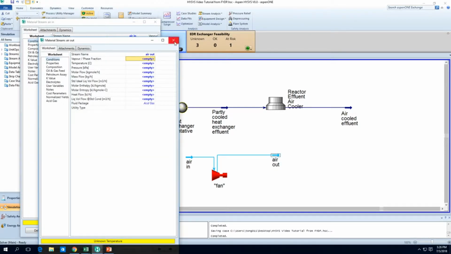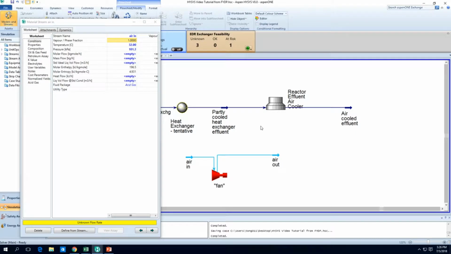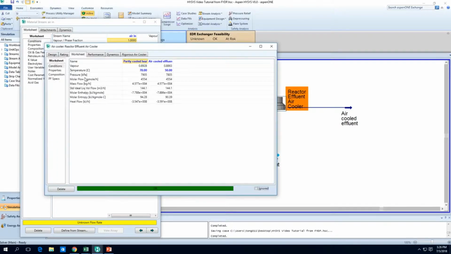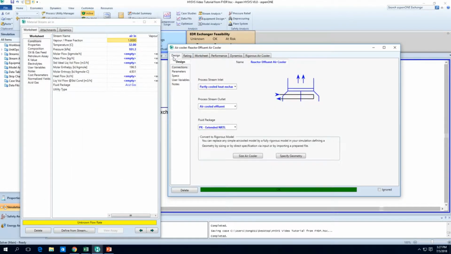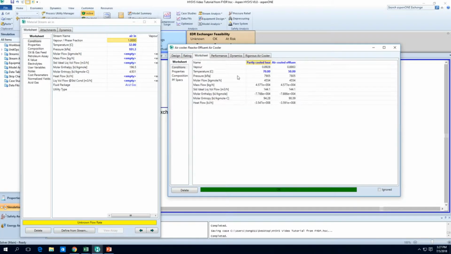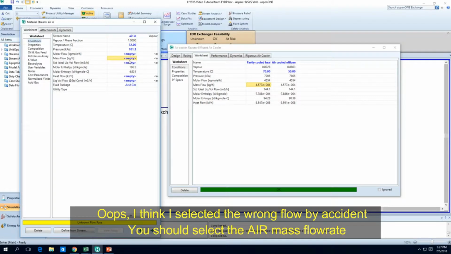Now, acid gas is a decent fluid package model we can use for this, so we'll just stick with that. And how much air are we actually using? Well, you can look at this in the air cooler sheet. We can look at the worksheet and we can look at the mass flow. The mass flow is about 4.5774 times 10 to the 4 kg per hour. So just put E4 and press enter.